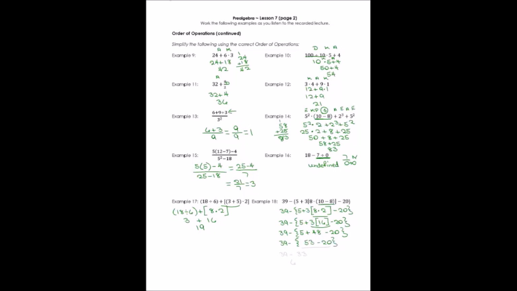And in my next step, I'll handle the last operation in parentheses, which is 53 minus 20. And 53 minus 20 is going to give me 33. Now I no longer need the parentheses since there's only one term in there. And I have the final operation, 39 minus 33, and my answer is 6.